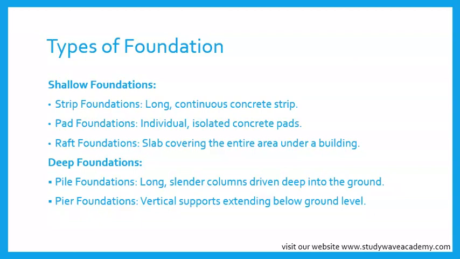Pier foundations, vertical supports extending below ground level. Pier foundation looks like vertical supports below the ground, and helps in supporting heavy structures. Okay? So the deep foundations go deeper into the ground to make sure the building stands strong and stable. Do we understand? So there are two types of foundation: shallow foundations and deep foundations. Okay?